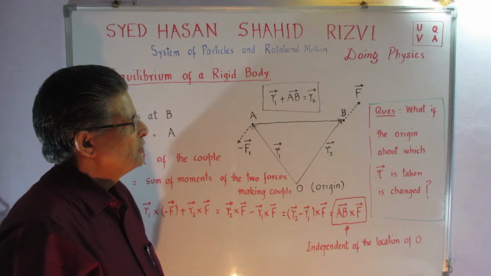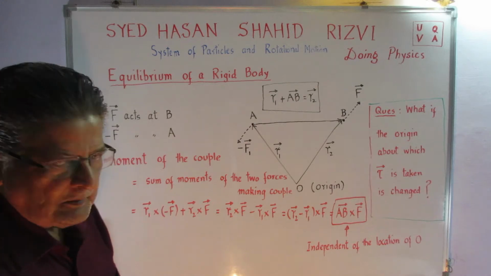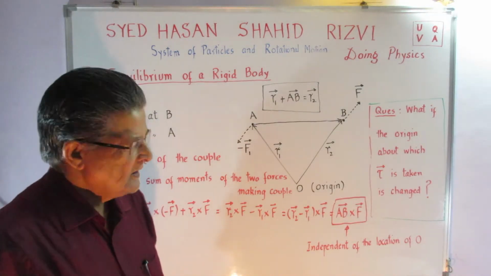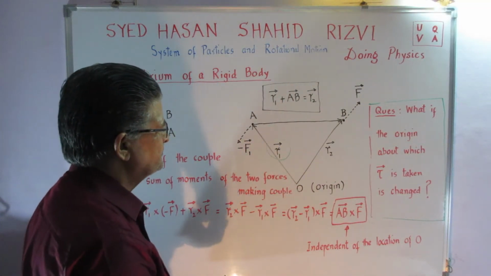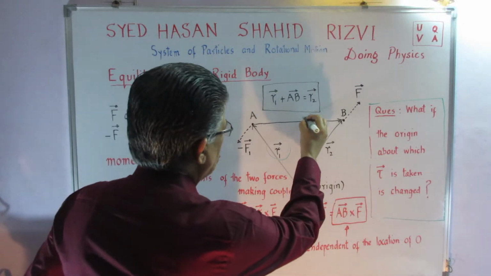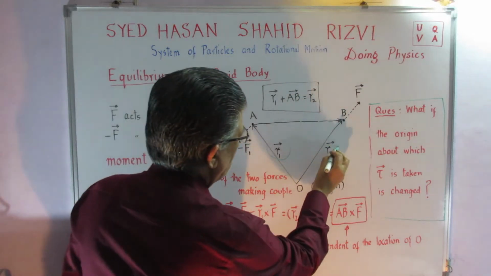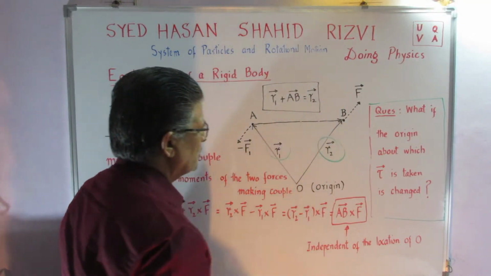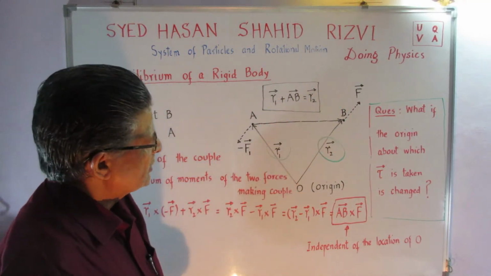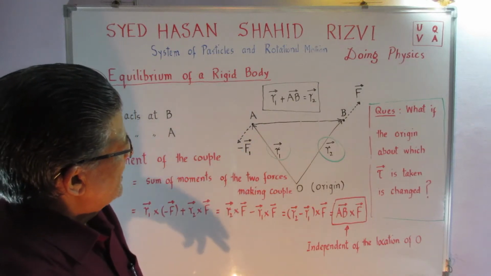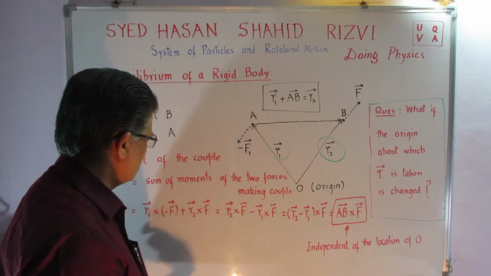Okay? So you can see from the head to tail method of addition of vectors that this vector R1 plus the vector AB is equal to the vector R2. This plus this is equal to the vector R2. So, which I am writing over here, and this is the result which I will be using later on.